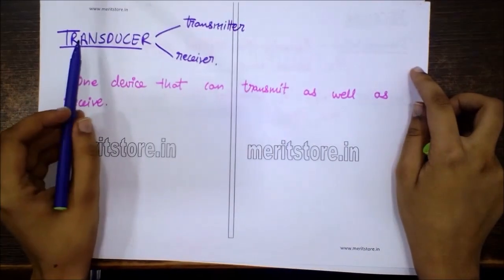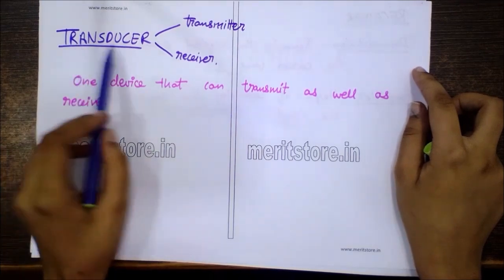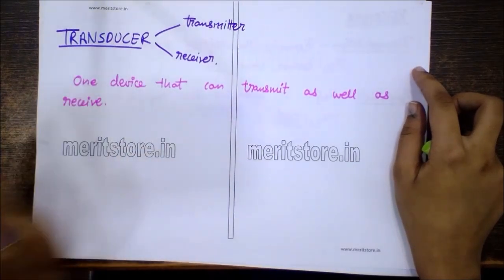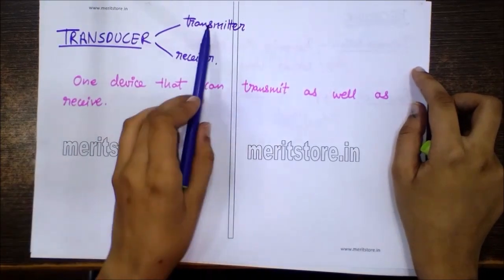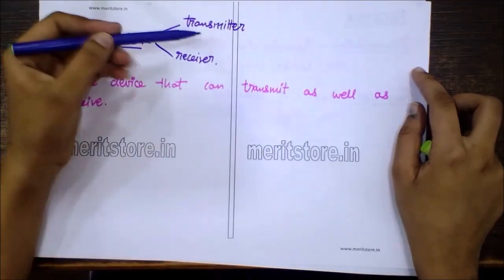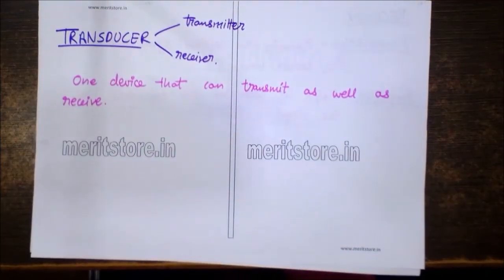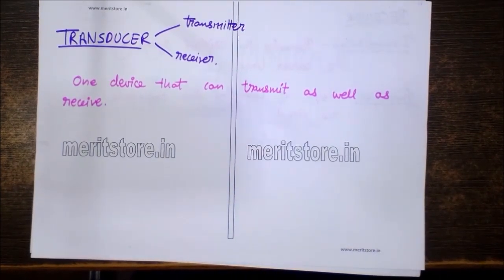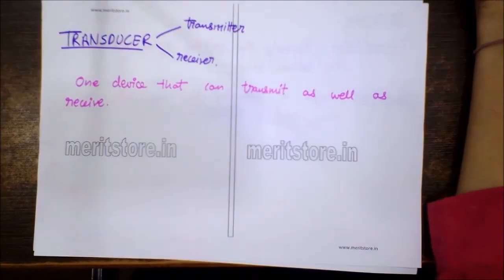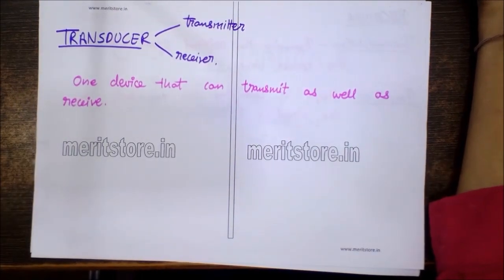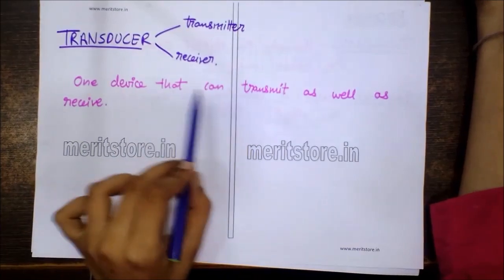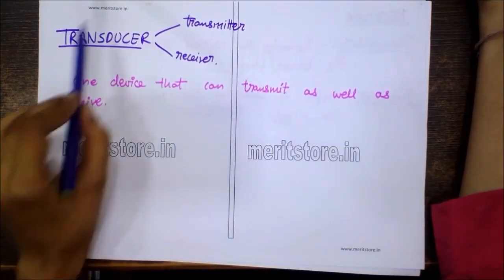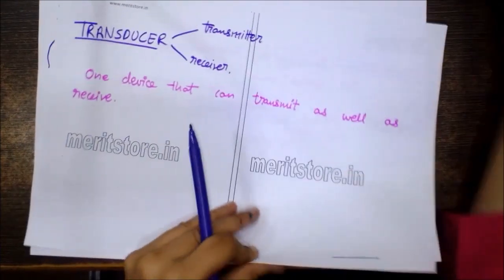One is transducer and the other is repeater. A transducer consists of two things: one is a transmitter and one is a receiver. The combination of transmitter and receiver is known as a transducer. So the receiving device, if it can transmit back, then it becomes a transducer. Even the transmitter device, if it can receive back, becomes a transducer. One device that can transmit as well as receive is known as a transducer.